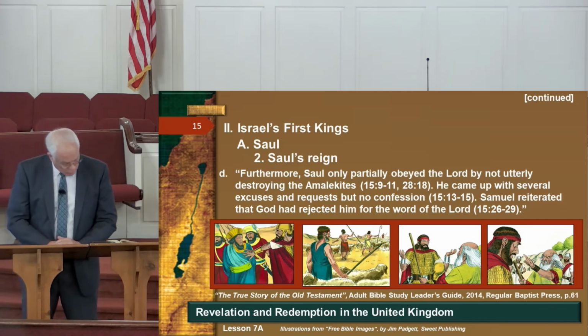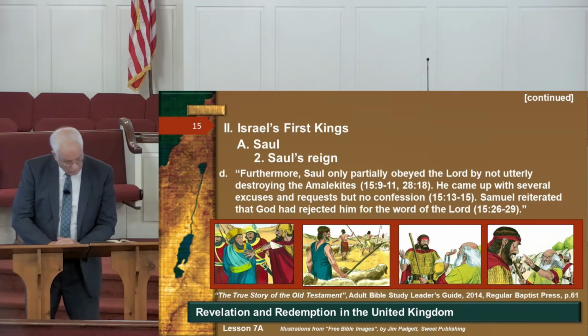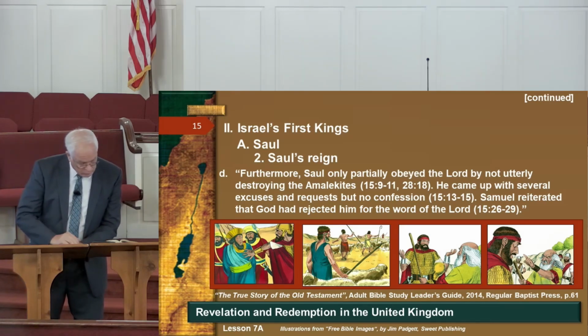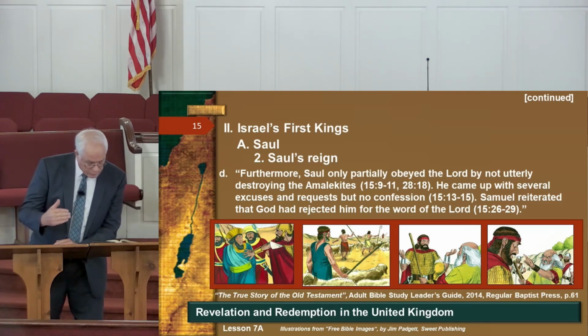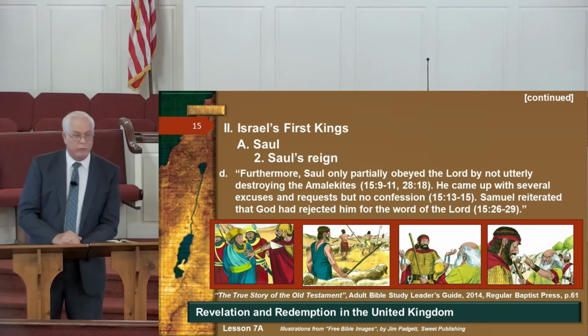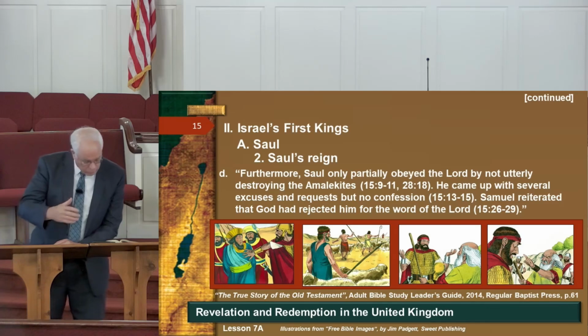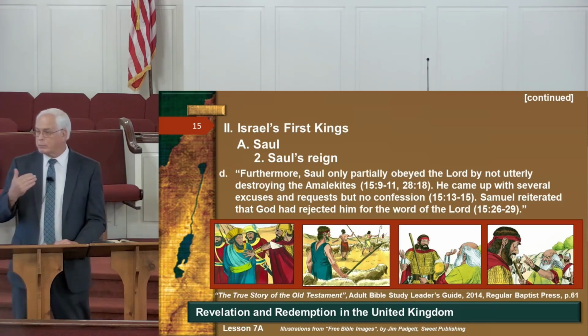If you look down here real quickly, we're going to jump down to verse 22. Well, Samuel points out to him, verse 14: And Samuel said, What meaneth then this bleating of the sheep in mine ears, and the lowing of the oxen which I hear? He hears the sheep, he hears the oxen. And then Saul gives more excuses again. In verse 15, Saul said, They have brought them from the Amalekites, for the people spared the best of the sheep and the oxen to sacrifice unto the Lord thy God, and the rest we have utterly destroyed. But you did not obey completely.